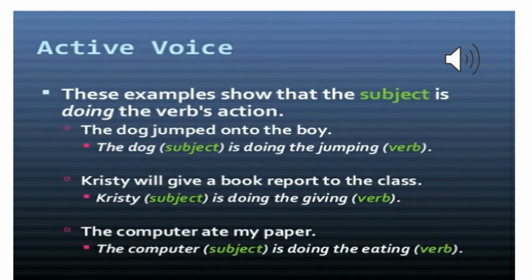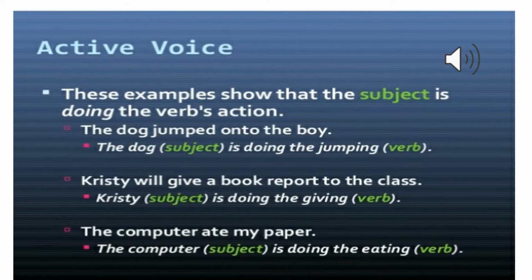Here, the dog is the subject because it is the dog in this sentence who is performing an action. In this sentence, it is being described what the dog is doing. The dog is jumping. So here, the dog becomes the subject because the dog is performing an action. The next sentence, Christy will give a book report to the class. Here, Christy becomes the subject because the action will be performed by Christy. And what will she do? She will give. Will give becomes the verb and Christy becomes the subject over here.